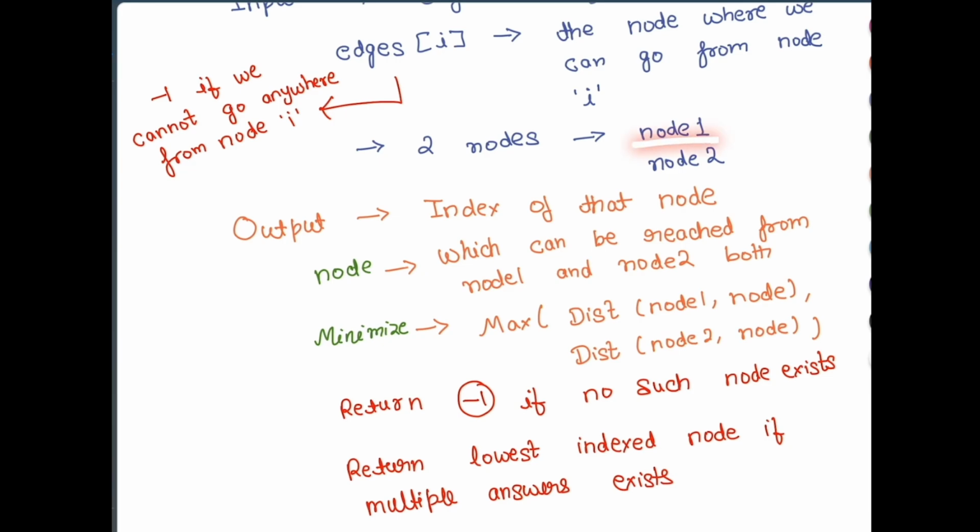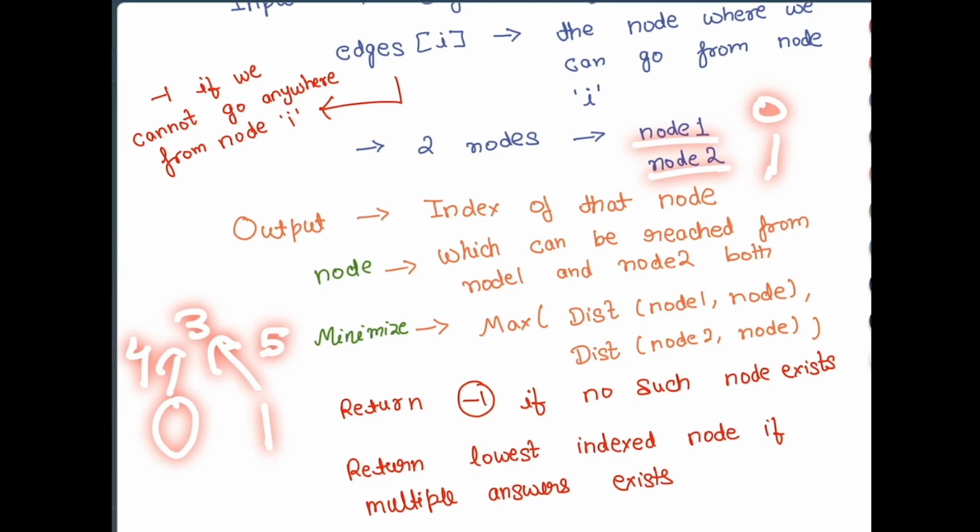So let's say you have node 1 and node 2 as 0 and 1, and the common node you found, which is reachable from both the nodes, is 3. So you can reach from 0 to 3 and from 1 to 3, and let's say the number of edges or the distance between 0 to 3 is 4 and 1 to 3 is 5. What you need to do now is first find the maximum of the distances. The distances are 5 and 4, and the maximum value is 5. You need to minimize this value.